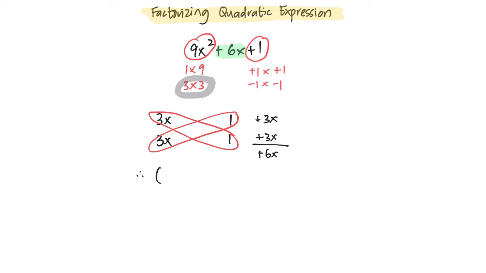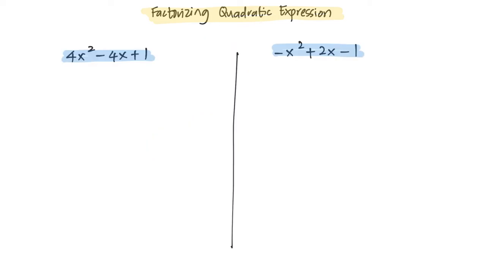Therefore, the factorization will be 3x plus 1 for the first bracket, and the second bracket will be 3x plus 1. Because both are exactly the same, it would be 3x plus 1 squared. Okay, so you can see now two questions where we have positive and negative.